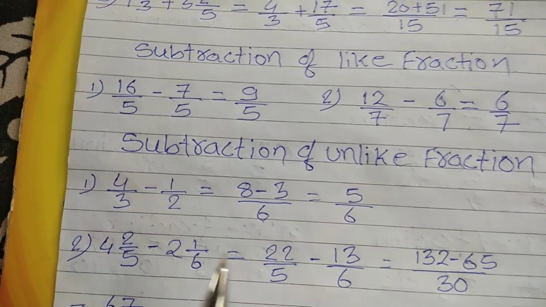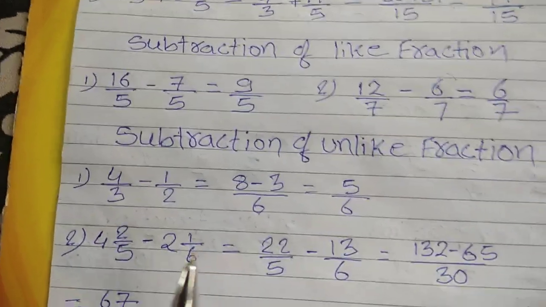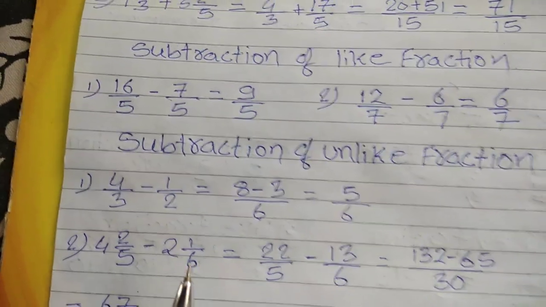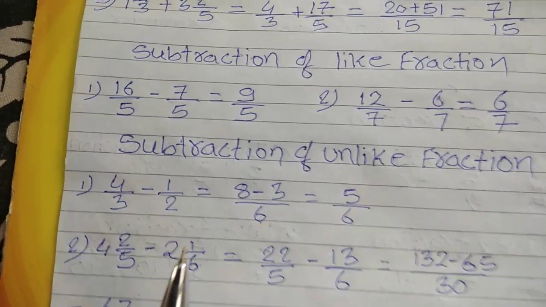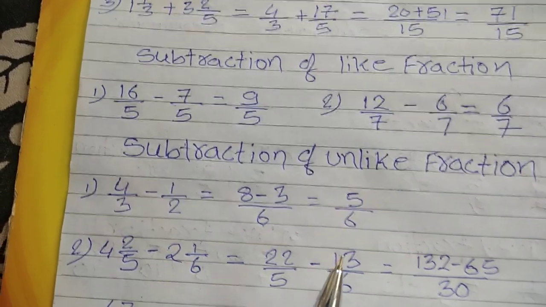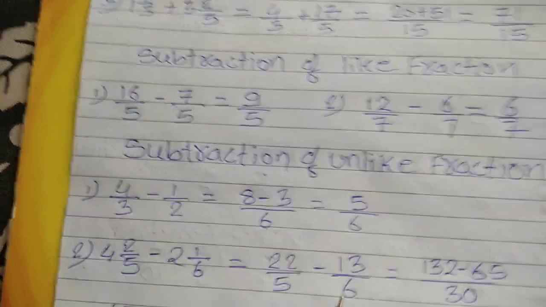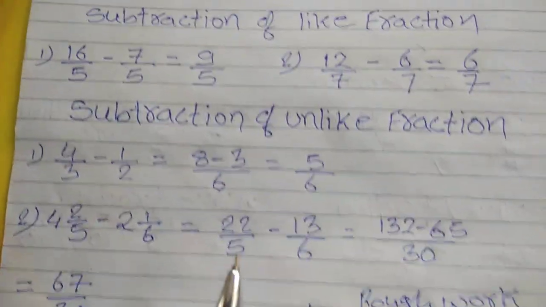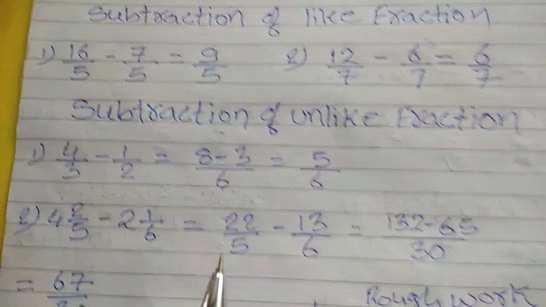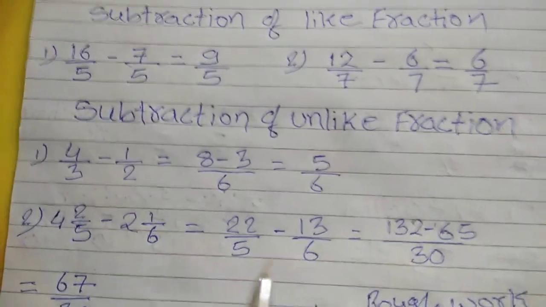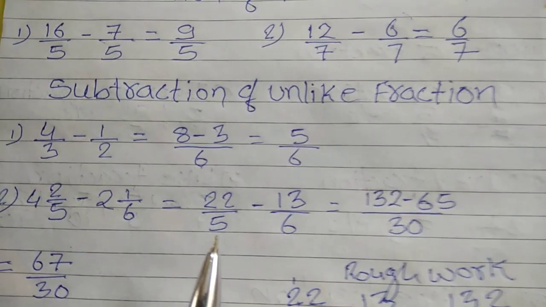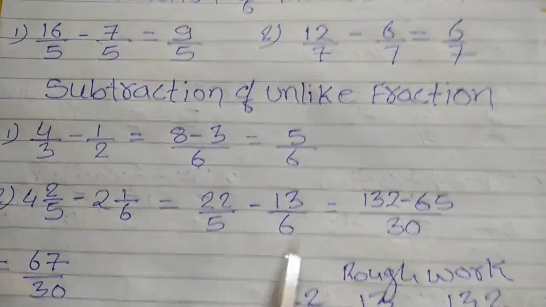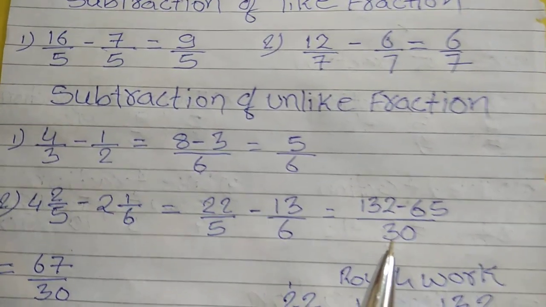Now here is minus. I put minus here. Now this again mixed fraction, convert into a fraction. This is 6. 6 twos are 12. 12 plus this 1 is 13. So I write here 13, and this 6 as it is. Now if you see here, again 5 and 6 denominators are different. When denominators are different, you have to find the LCM. So what is the LCM of 5 and 6? 30. So I write here 30.